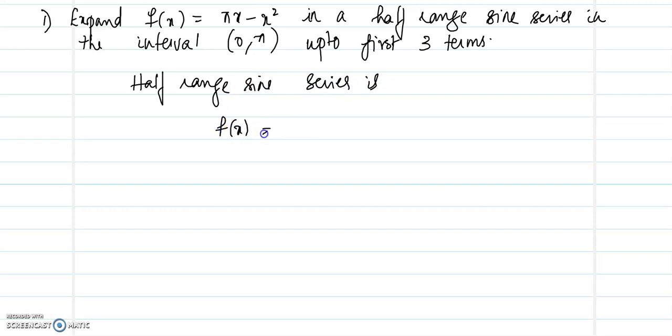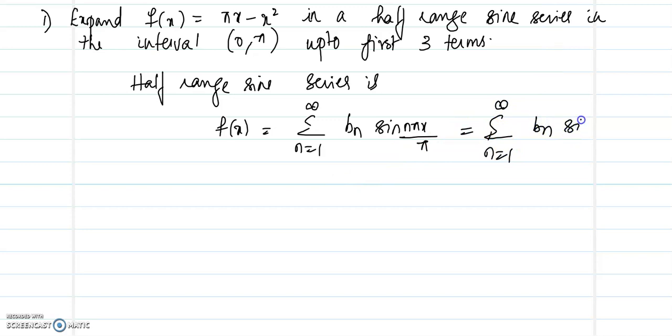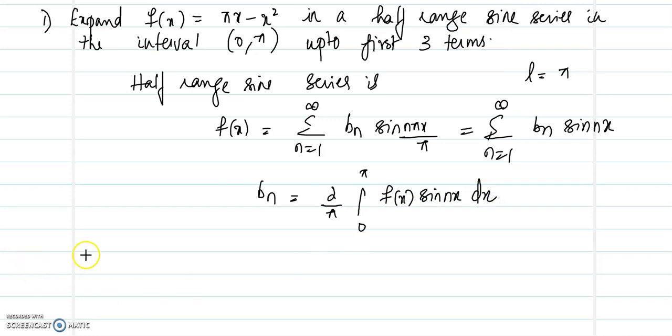So that is given by f of x equal to summation n equal to 1 to infinity bn sin n pi x by pi, and so that will be equal to summation n equal to 1 to infinity bn sin nx. So here L is equal to pi and bn will be 2 by pi integral 0 to pi f of x sin nx dx. So let us find out bn. That will be 2 by pi integral 0 to pi of pi x minus x square sin nx dx.